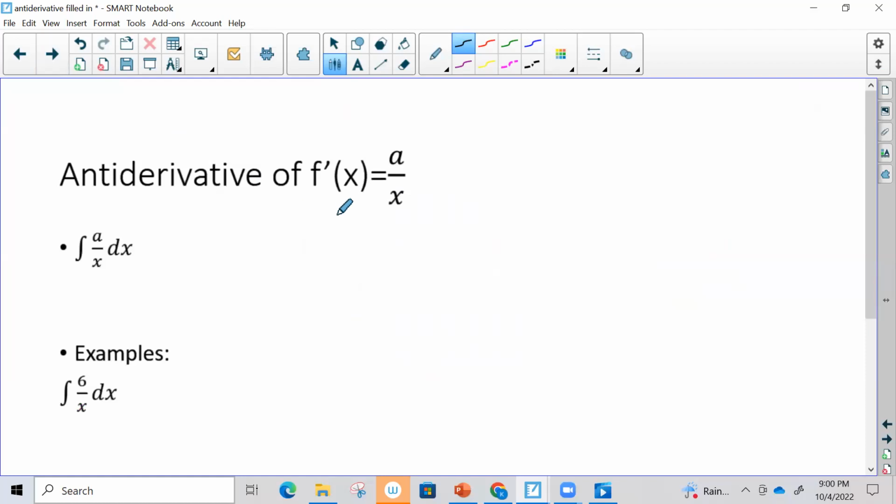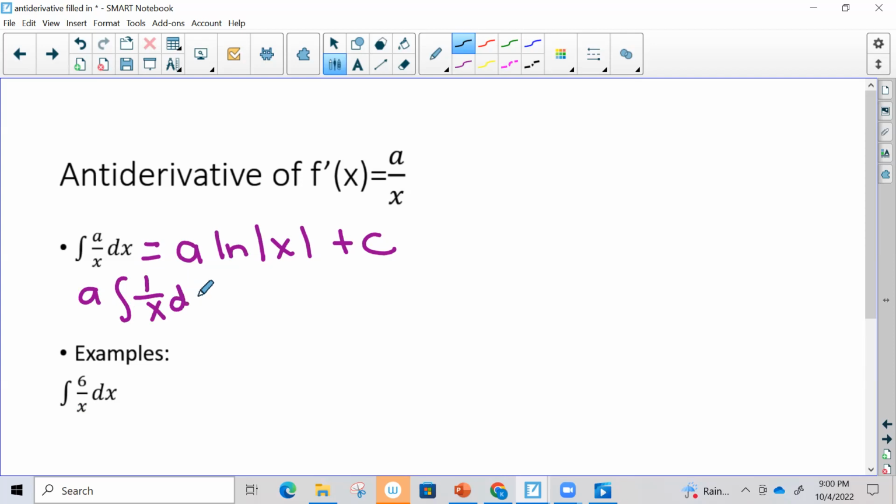So in general, if I have my derivative as a over x, if I want to take the antiderivative or indefinite integral, what we do is we put the a in front, and then it becomes the ln of the absolute value of x plus c. The reason is that it's kind of like derivatives. You can pull out the constant and just take the integral of this function, which would be, if you pull out the a, a times 1 over x. And so again, that would be a, and this integral is ln of the absolute value of x.